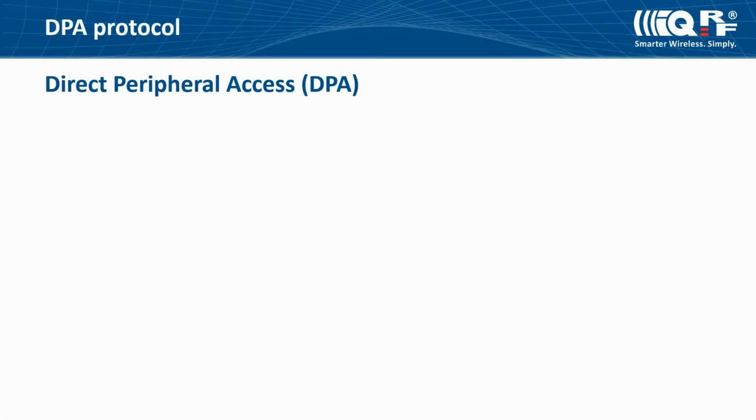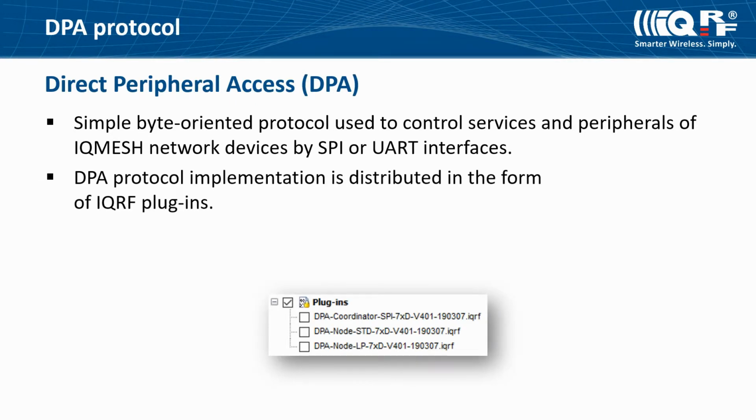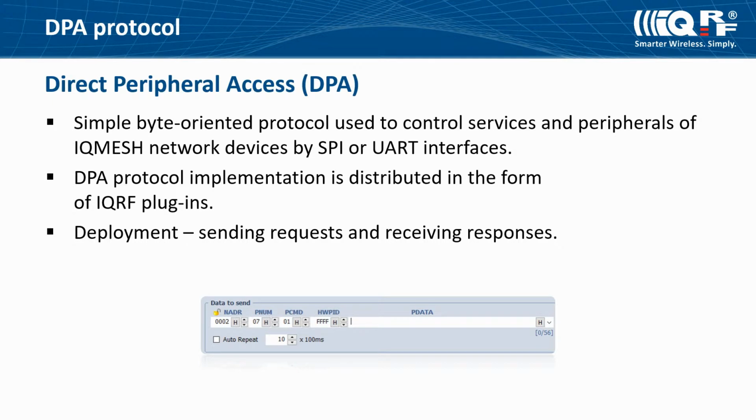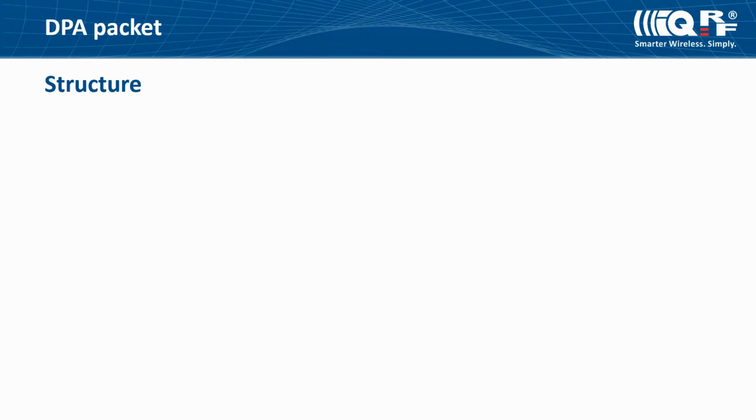Direct Peripheral Access Protocol enables to apply wireless network in an extremely easy way. IQ Mesh network is controlled by the DPA protocol from a control system connected to the coordinator via the SPI or UART interface. DPA protocol implementation is distributed in the form of the IQRF plugins. Complete deployment is as simple as sending requests and receiving responses. Read the detailed description in the DPA Framework Technical Guide.